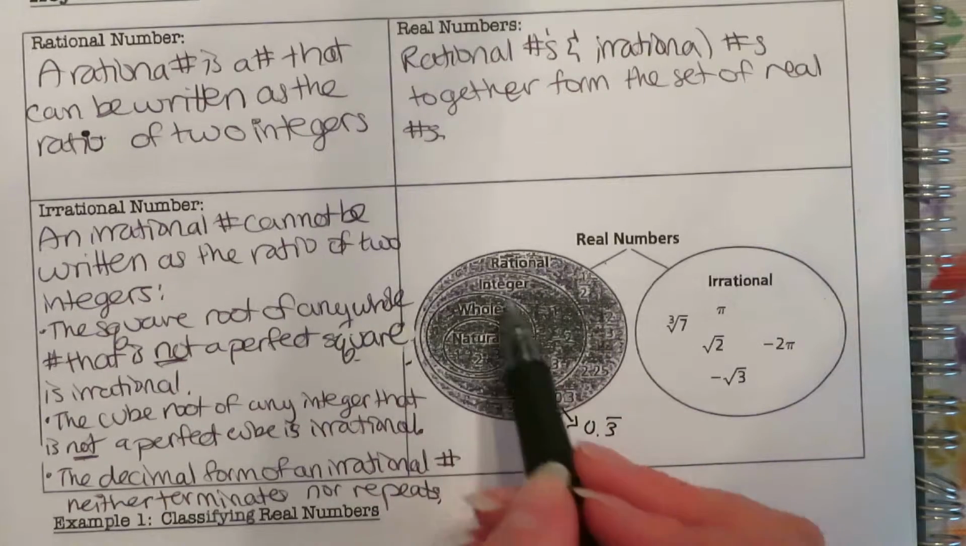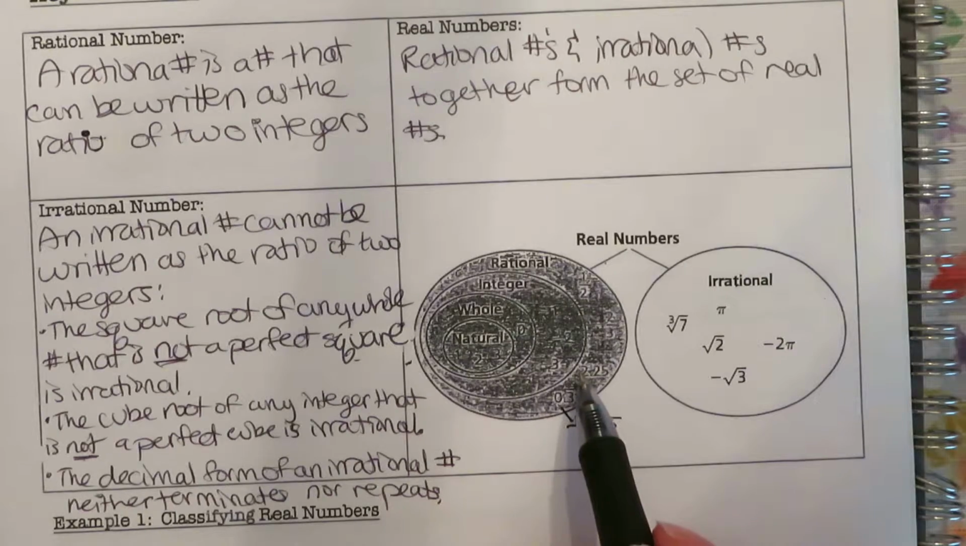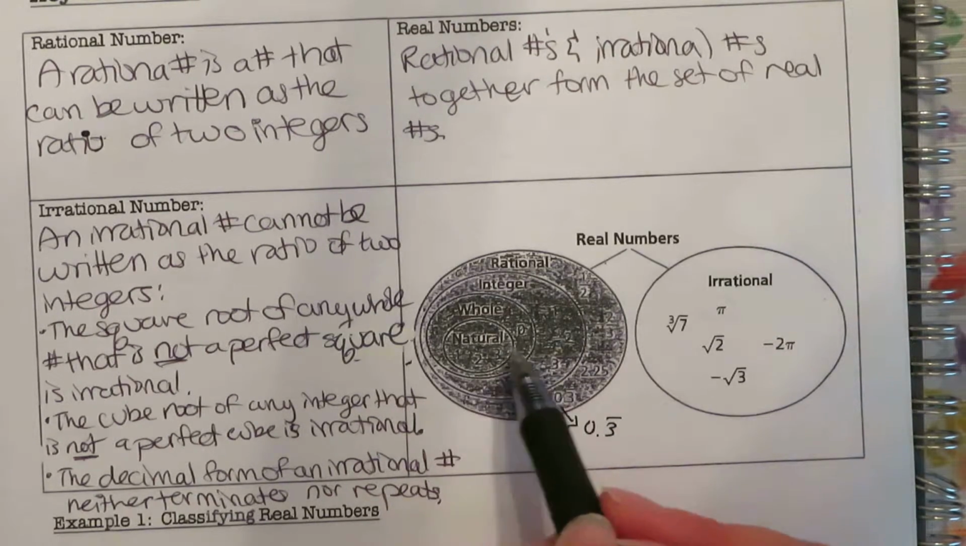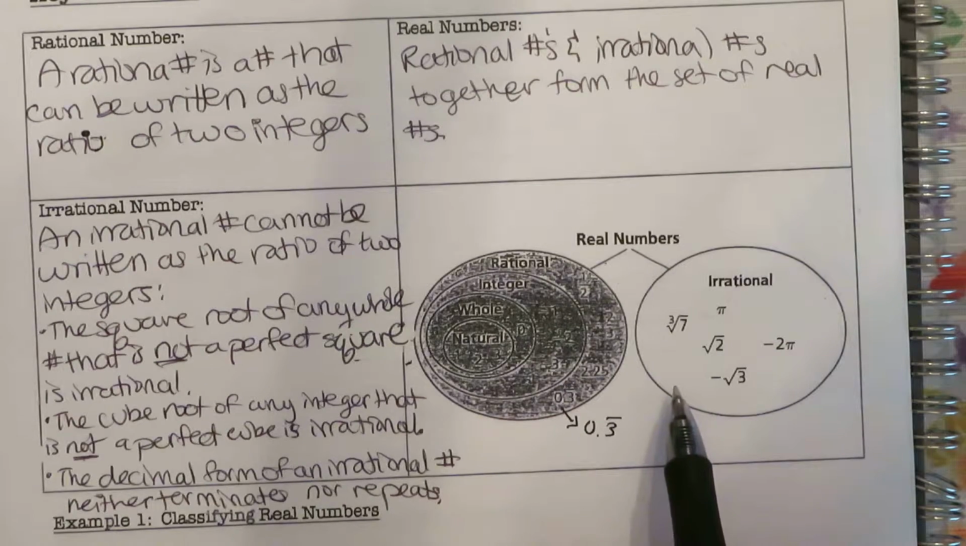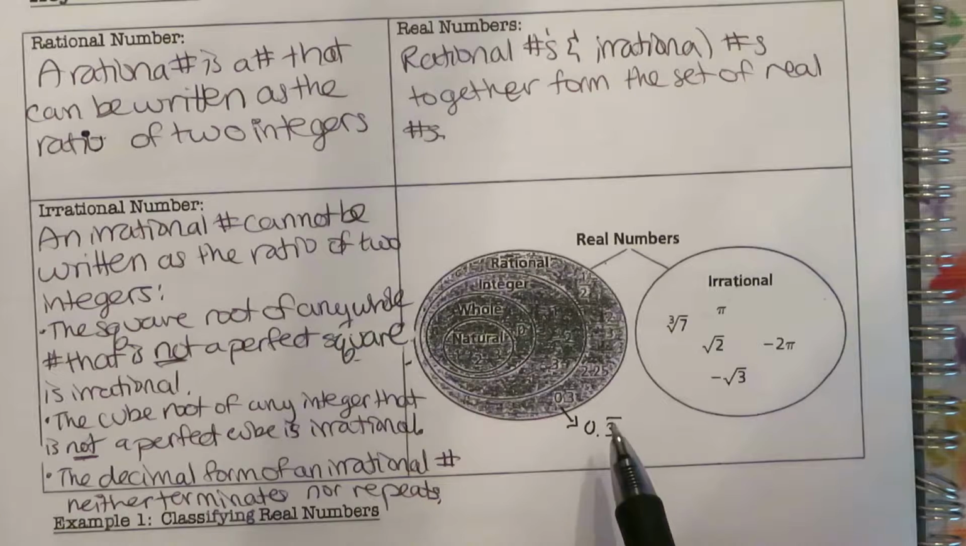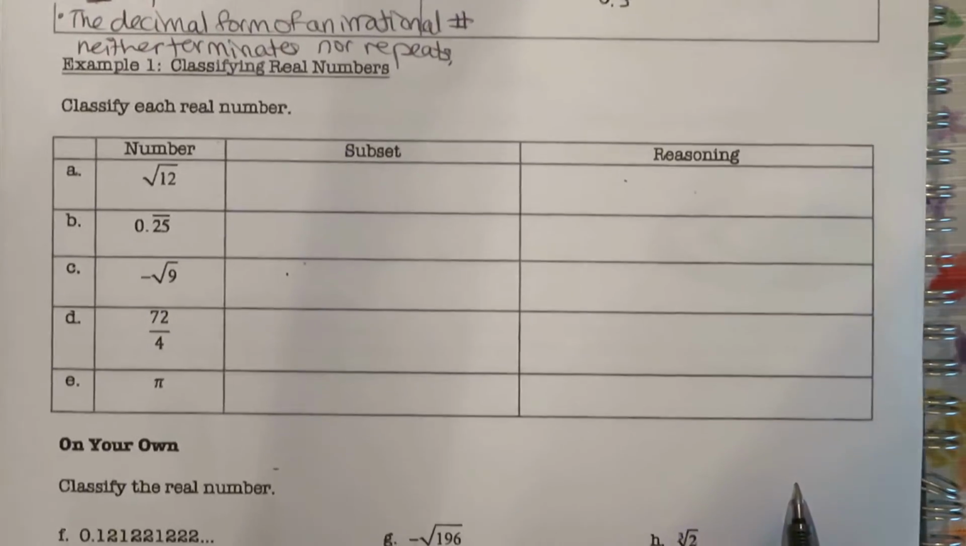Next subset is an integer. The integers are positive and negative whole numbers. A whole number is any number 0 and above that is whole. And then natural numbers, those are your counting numbers, 1 and above. So 1 to infinity, all whole numbers. So we're going to classify some real numbers.